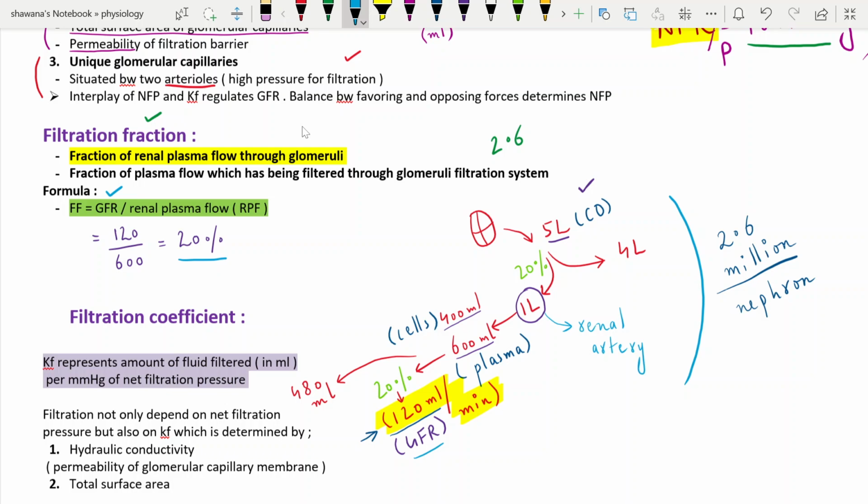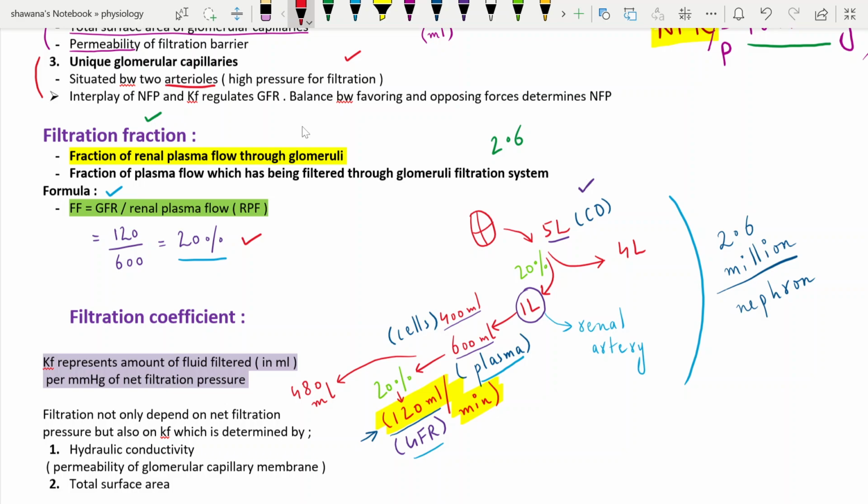Why do we divide it by 600? Because that is the amount of plasma coming towards both kidneys, and we obtain a number which is 20%. So 20% is the filtration fraction. Okay, it is very easy to understand when you follow the sequence: from the 5 liters, 1 liter goes towards the kidneys. 1 liter consists of 600 milliliters of plasma and 400 milliliters of cells. From 600, 120 ml is filtered. The remaining 480 ml goes unfiltered.